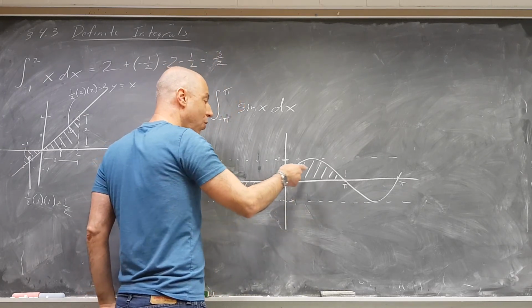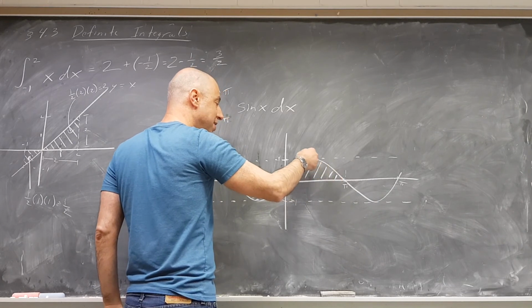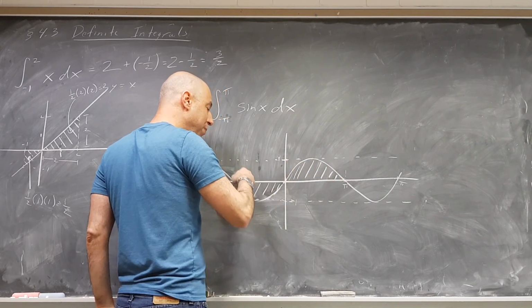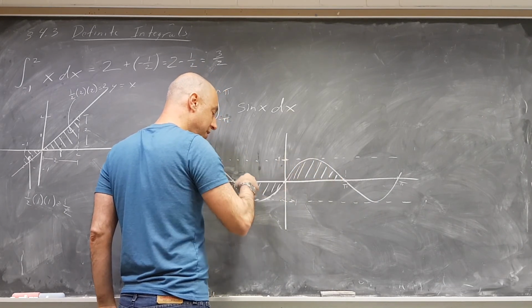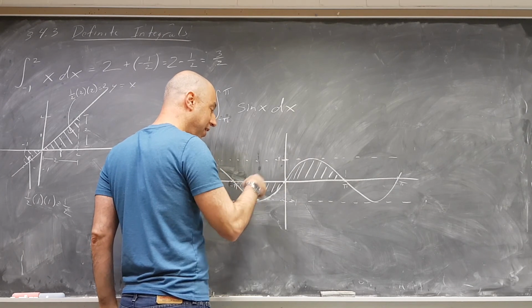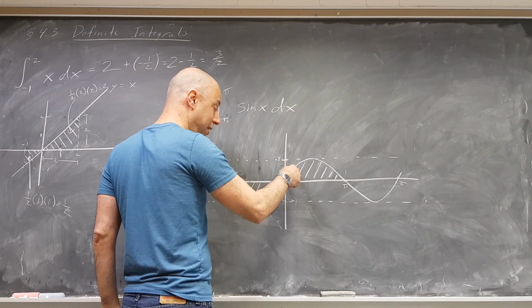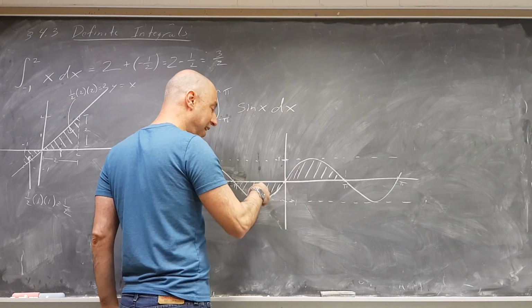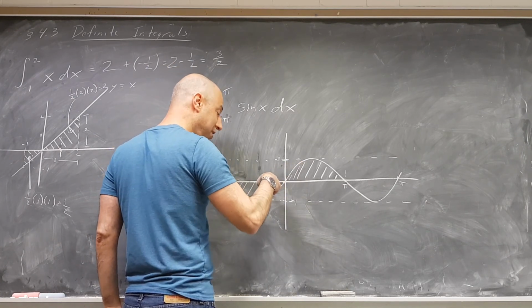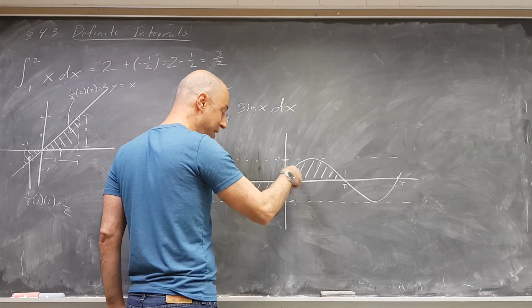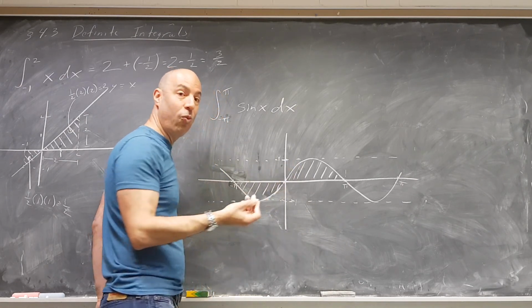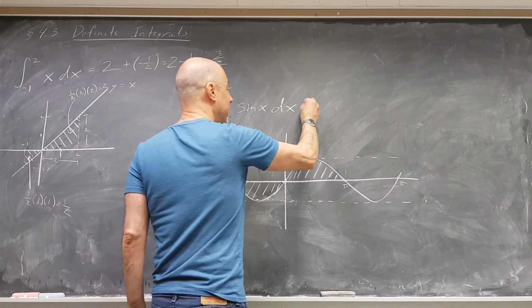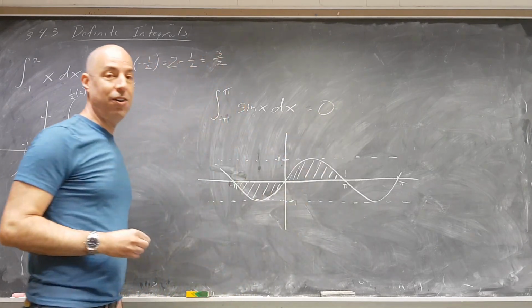But one thing you can tell is that this bump and this bump have the same area. This upside down bump has the same area as this right side up bump. And so whatever the area of this is, since this counts as negative, you're just going to take this and subtract it off from that, and they have the same area. So what are you going to get? 0.